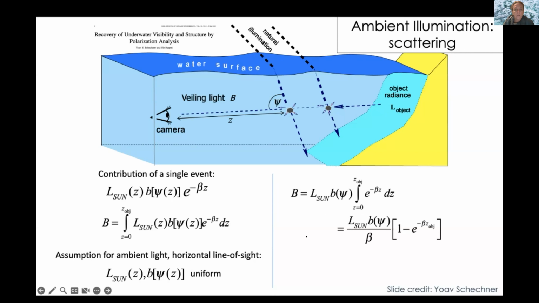So first, this is true only under these assumptions. We can assume that these sizes are uniform along the line of sight under ambient illumination, and more or less when the camera is looking horizontally.